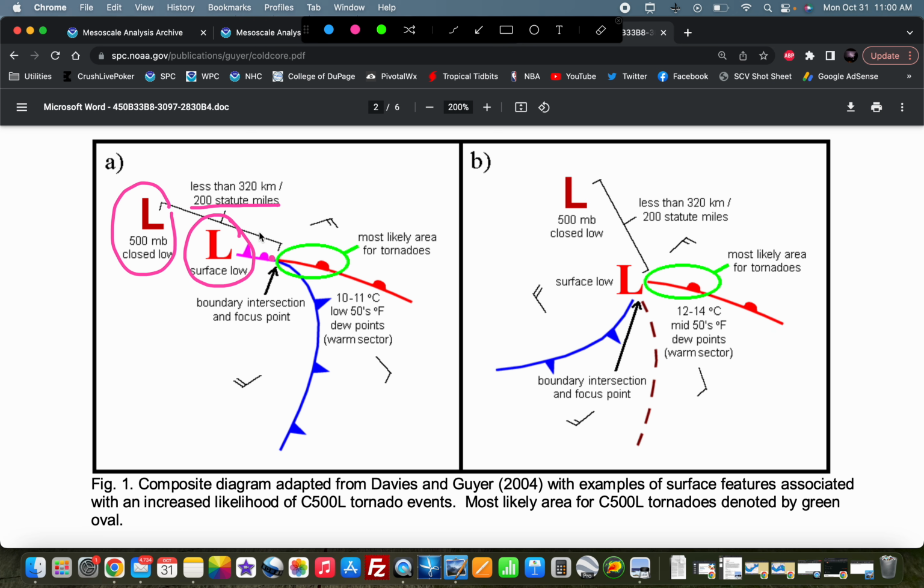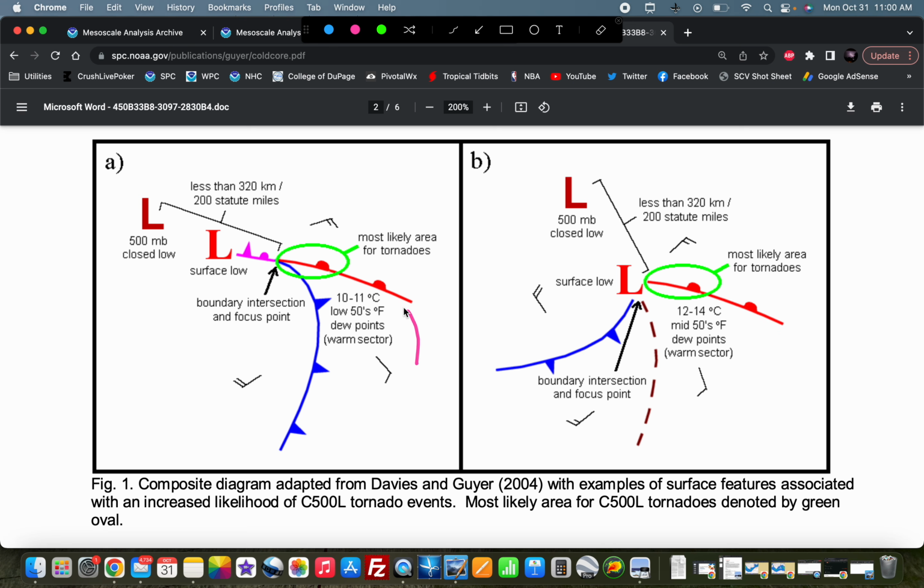But generally, this surface low is going to be tucked underneath that cold pocket aloft, very close to the center of the 500 millibar circulation. General rule of thumb, within about 200 miles. We have our cold front here extending up into the surface low, some portion of an occluded front leading up into the surface low where the cold front has caught up to that warm front. The intersection of that warm front with the cold front, that triple point just to the east or northeast of the surface low in this green oval, is where you're most likely to see tornadoes.